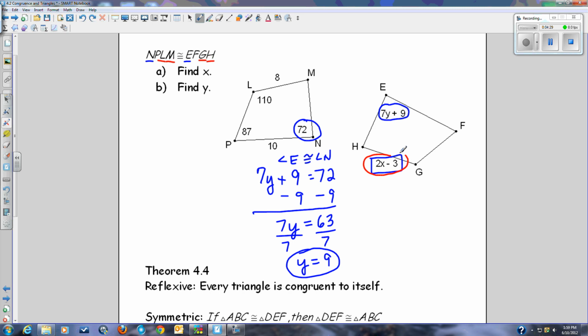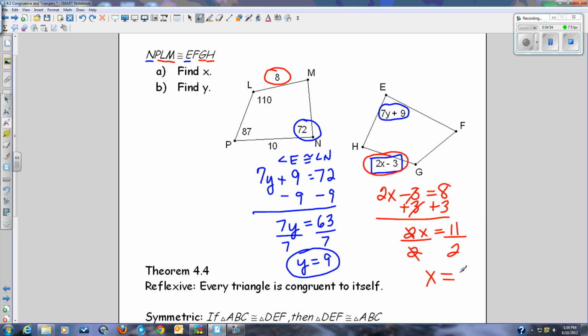So that means 2x minus 3 has to correspond to 8. They must be equal. So let's write that down. 2x minus 3 must equal 8. And now we have an equation to solve. We add 3 to each side. So we have 2x equals 11. We divide each side by 2. And we end up with x is equal to 5.5.